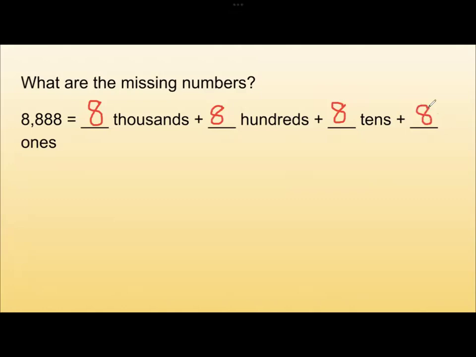So this is how we would answer this question. We would look into that place value that they're naming and see what digit is there. And that represents how many of those we have in this number.